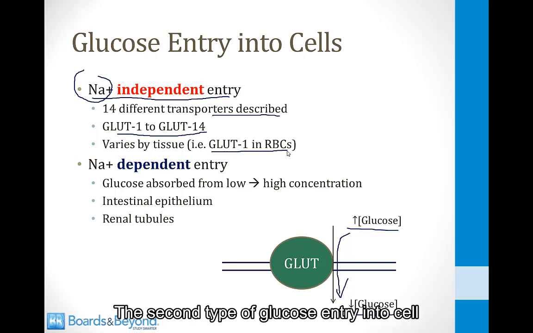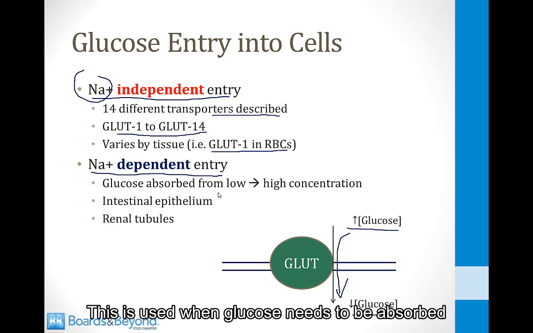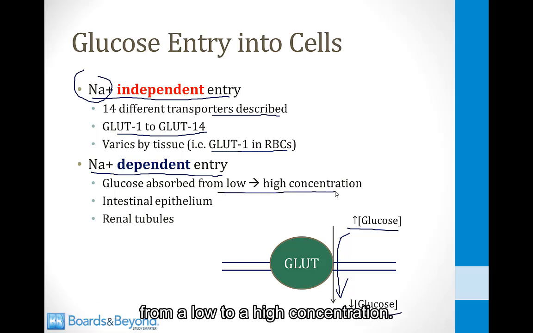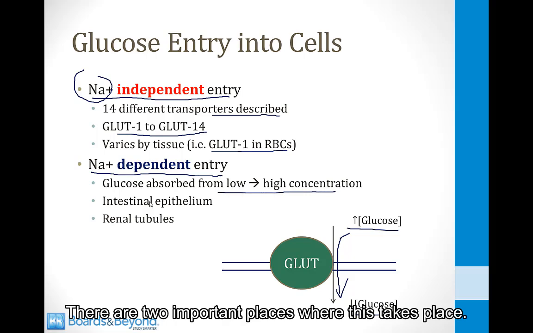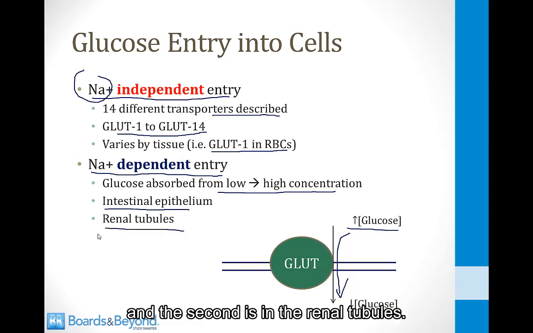The second type of glucose entry into cell, which is less common, is called sodium-dependent entry. This is used when glucose needs to be absorbed from a low to a high concentration. There are two important places where this takes place. The first is in the intestinal epithelium, and the second is in the renal tubules.